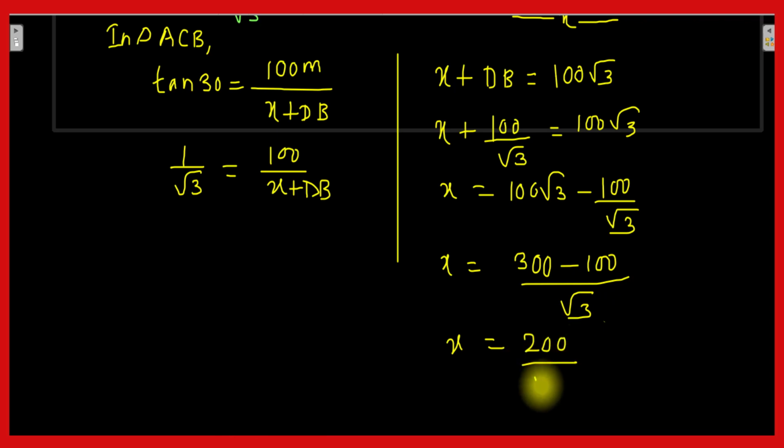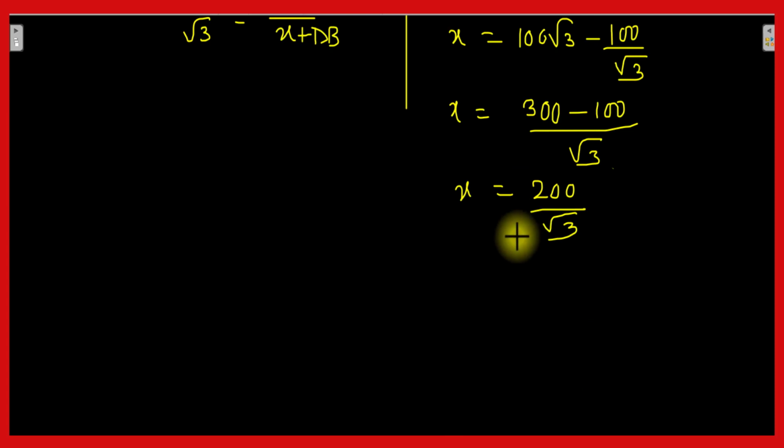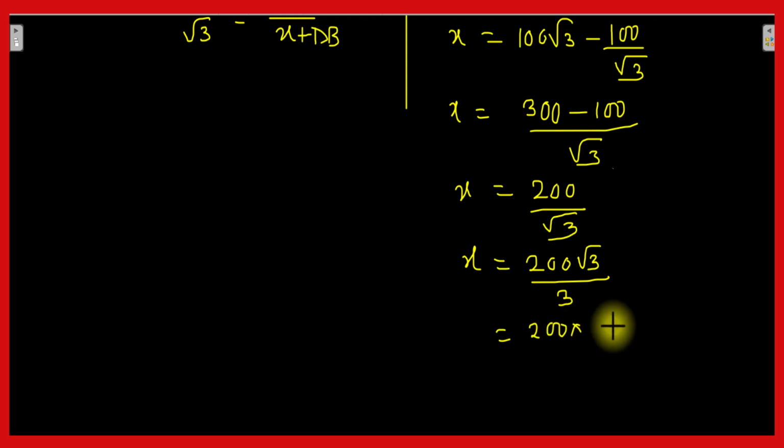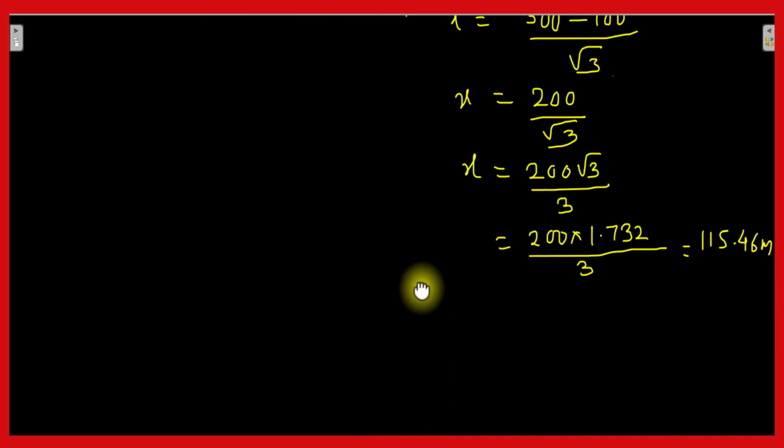200 upon root 3. So rationalize this, because we do not write surds in the denominator. So 200, multiply root 3 to the numerator and root 3 to the denominator. So you will get 200 root 3 upon root 3 into root 3, that will be 3. And so if you put the value of root 3 as 1.732, you will get 200 into 1.732 upon 3, and if you solve this, you will get the answer 115.46 meter. Friends, here at the end you have to write the answer.